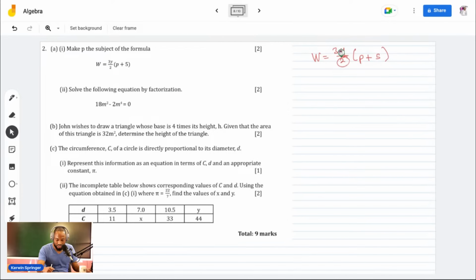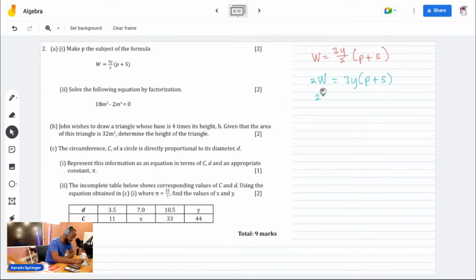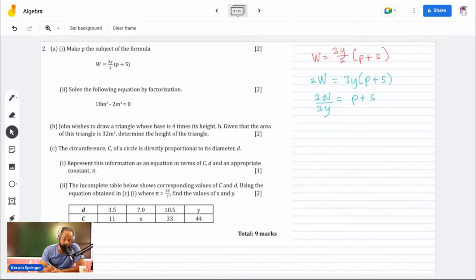Or you can do it separately. You can take the 2 and then the 3y. Let me do it separately so everybody can follow along. So I'll bring across the 2, and I'll end up with 2 times W is equal to 3y times P plus 5. You all understand that? Because the 2 was dividing, bring it across and multiply. Then the 3y is multiplying. So when I bring it across, are you agreeing with me that I should have 2W over 3y is equal to P plus 5? And now it's just to finish strong. To finish off, I'll bring across the 5 and it'll be negative. I'll swap the sides. I hope you're okay with that.